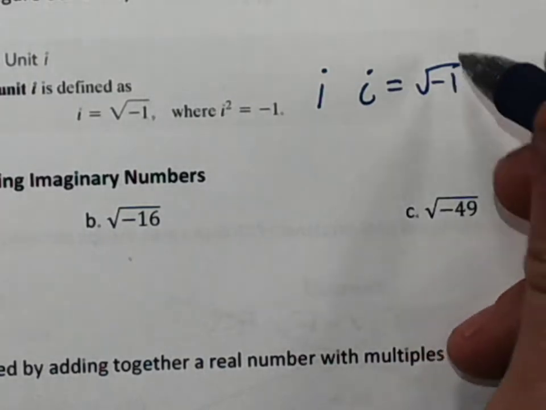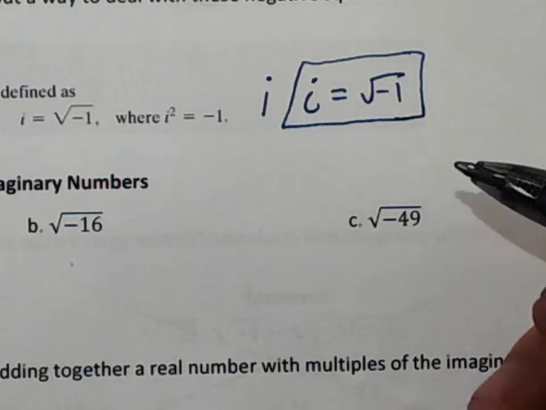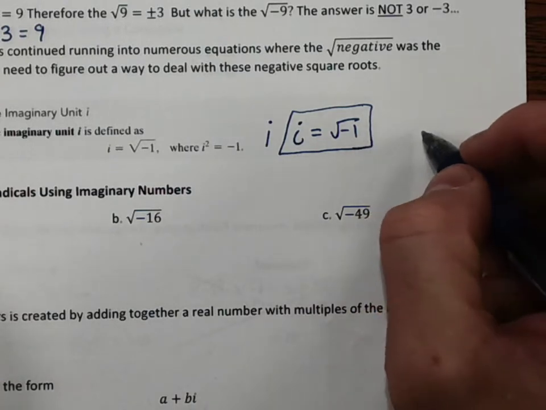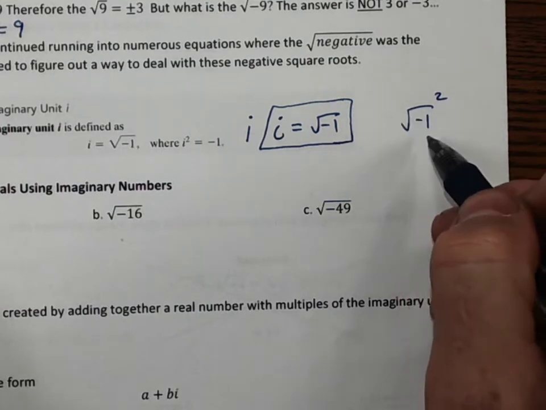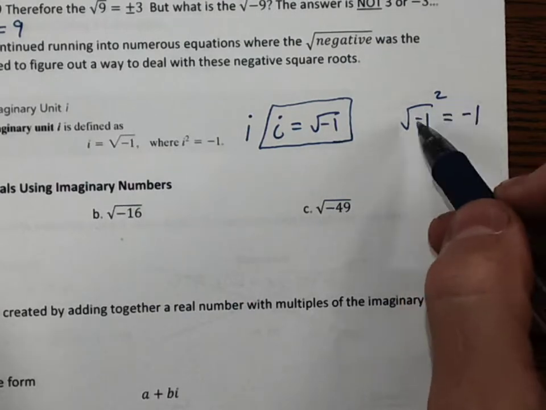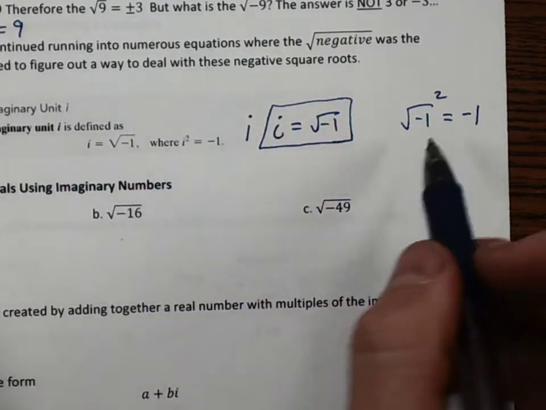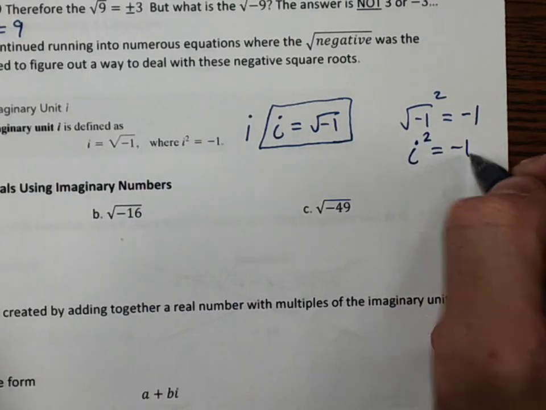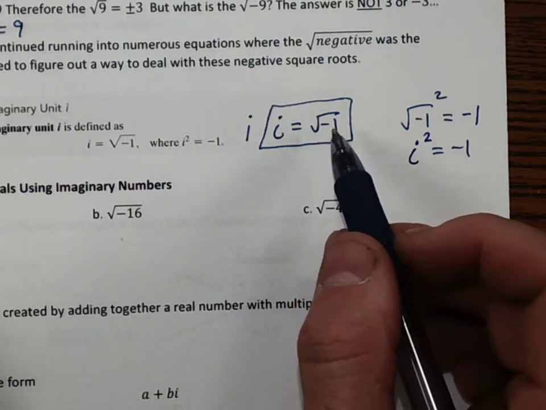Now, here's the reality. This is the definition of i. i is the value of the square root of negative 1. That's what i is. And if I was to square the square root of negative 1, the square of the square root of negative 1 is negative 1, because the square and the square root undo each other, leaving you negative 1. So those are the two definitions that you need to know. i squared is negative 1, and i is equal to the square root of negative 1.